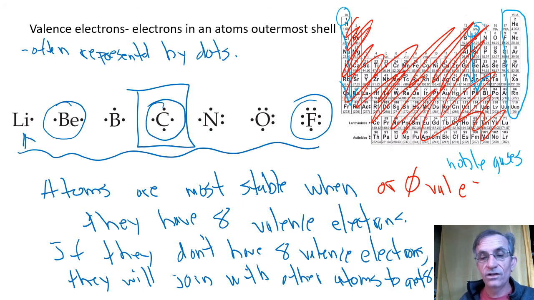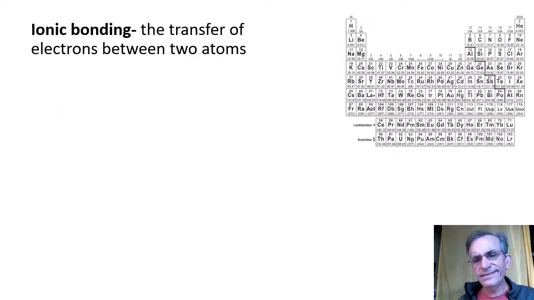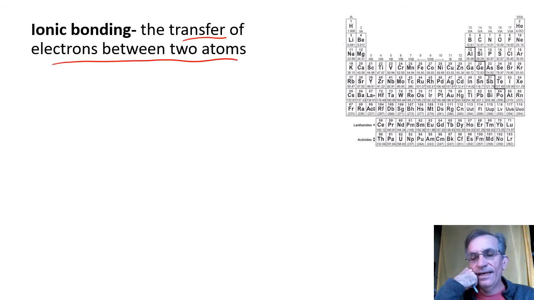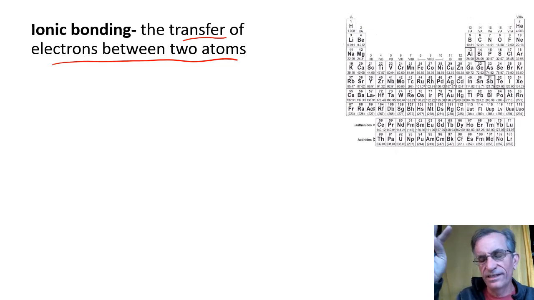All right, so let me flip over to another slide here. All right, so let's talk about what happens in an ionic bond, ionic bonding. So ionic bonding involves the transfer of electrons between two atoms. Now, why are electrons going to get transferred? Because both atoms want to end up with 8 valence electrons, or you could kind of think 0 is another option.